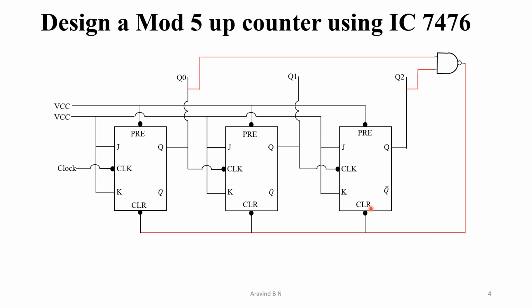For the clear signal, we are going to give the output of a NAND gate, and to the NAND gate we are going to connect Q0 as well as Q2 as inputs. All the remaining circuit remains as in a regular up counter design. Now let us understand clearly why we connect only a NAND gate and not any other gate.